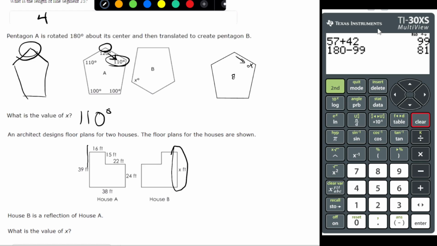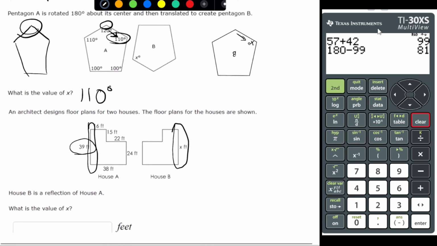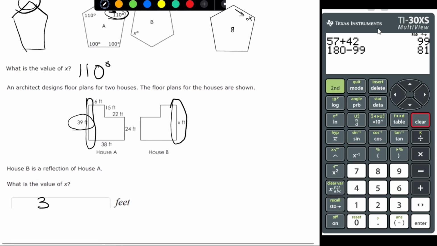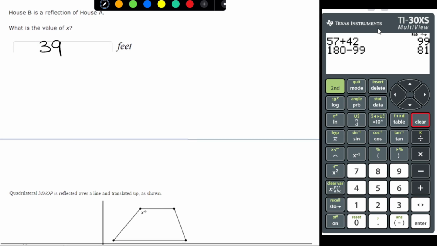Which one of these is the longest vertical side? It's this one. It's 39. The answer is 39. That's it.